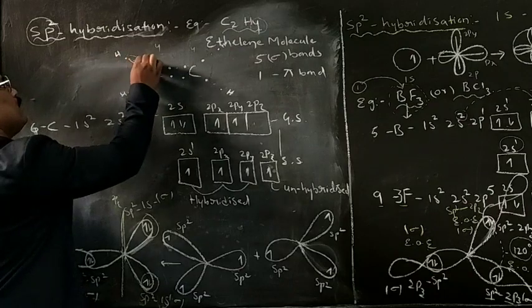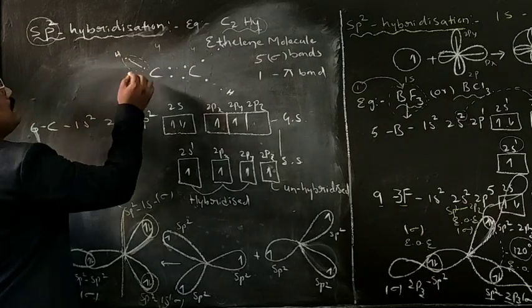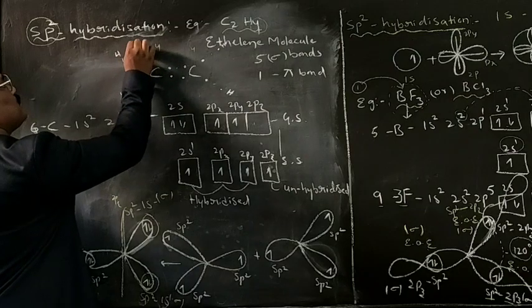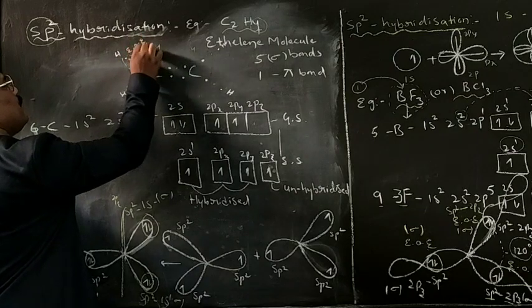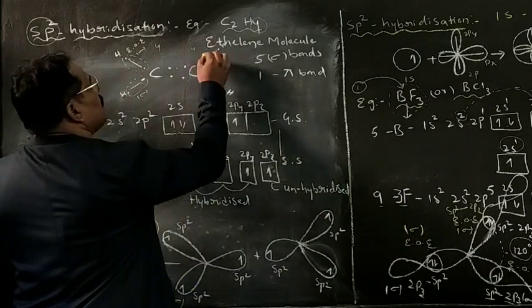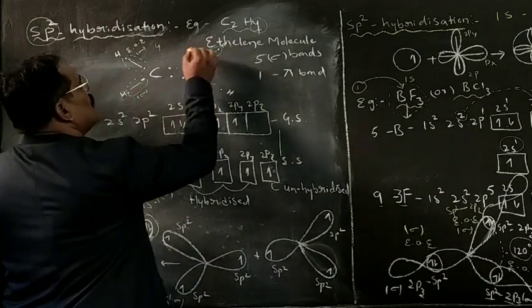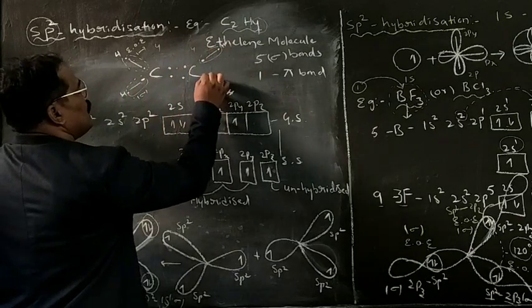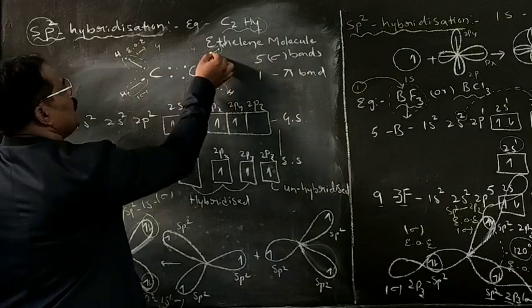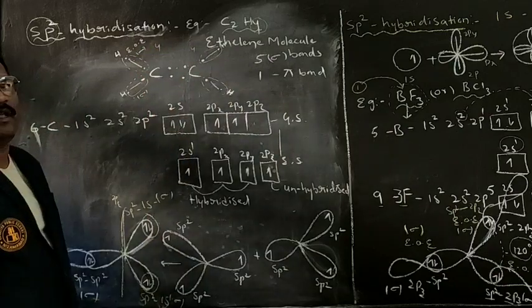So what happened? Hydrogen and carbon, a bond will be formed here, and hydrogen and carbon, a bond will be formed by means of end-on-end overlapping. A sigma bond will form. Here also by means of end-on-end overlapping, one more bond will be formed. Here also one more bond will be formed. In total, 1, 2, 3, 4 bonds are forming.